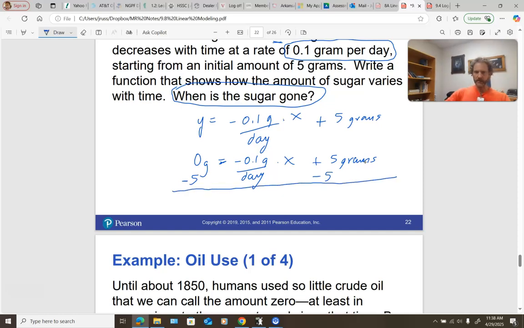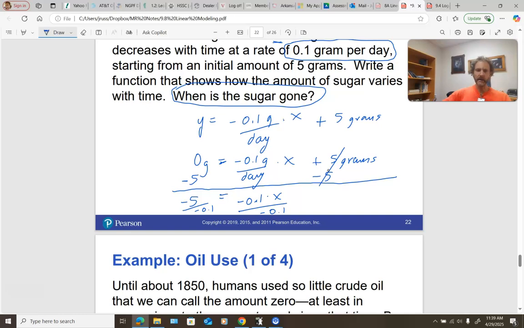Okay? So 5 minus 5 is 0, so we cross that out. This leaves us with negative 0.1 times x. I'm going to forget about the units for a second. And this is equal to, now I need to subtract 5 from the left-hand side. Well, 0 minus 5 is actually a negative 5. Okay. And so we need to isolate for x to be able to answer this question. So the x is getting multiplied by this negative decimal. So you do the opposite. You're going to divide both sides by that negative decimal.